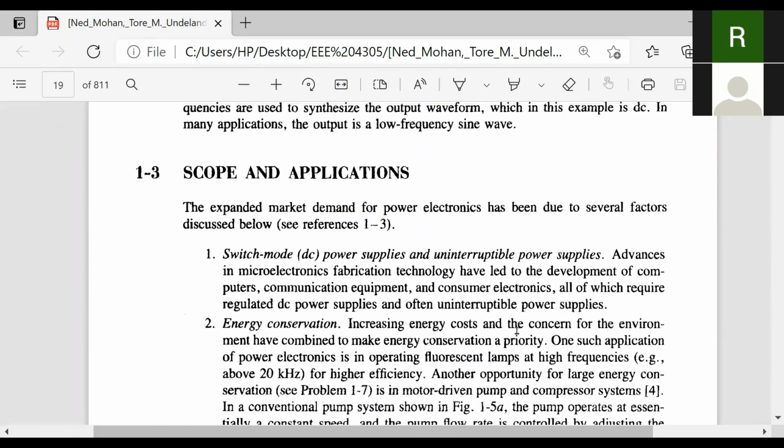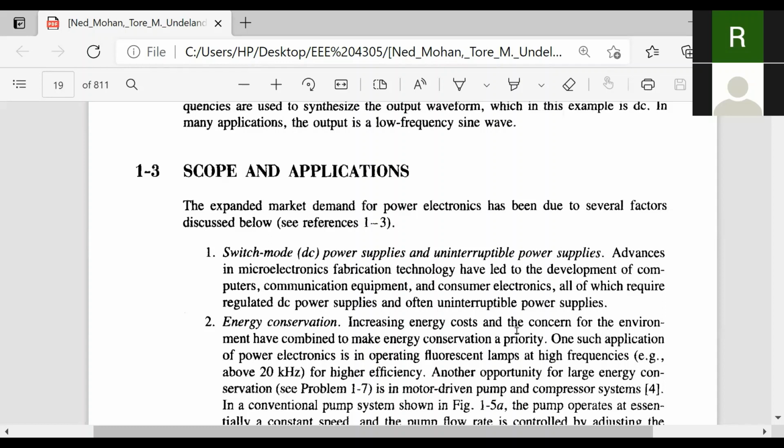Okay, there are some scope and applications. What are the different types of application in power electronics? This is also given in any book of power electronics. We can divide them into four categories. One is the switch mode power supply, SMPS. All your computers and electronic devices which need the DC voltage use this switching mode power supply. And also uninterrupted power supply, we call it UPS.